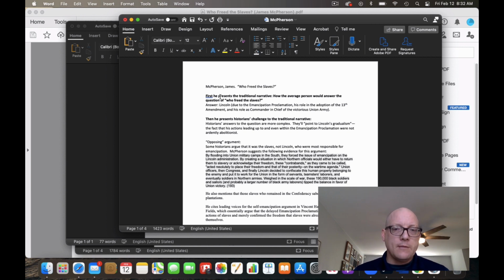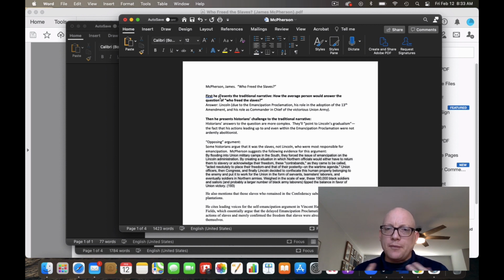But then he talks about how historians challenge this traditional narrative because it's a simplified answer that Lincoln freed the slaves. Really, the answer to this question is more complex. And again, this is something that not only McPherson points out, but that you'll actually see as you read through all of these articles. You'll see that they just have to give nods to these other factors. It was a multifaceted, multi-causal thing, emancipation.